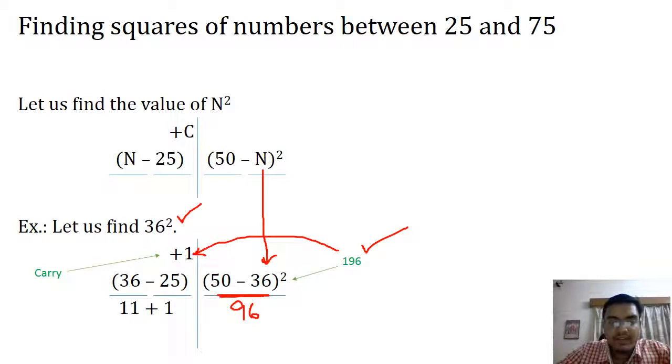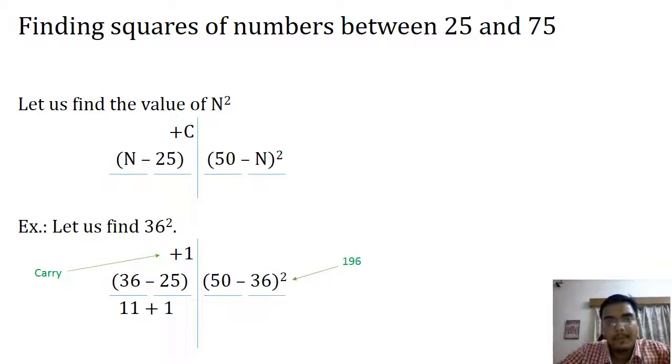Similarly, in n minus 25, we will write 36 minus 25, that is 11. We have added our carry, so we get 12. So our answer is 1296. That is for 36 square. So what we get is 1296.